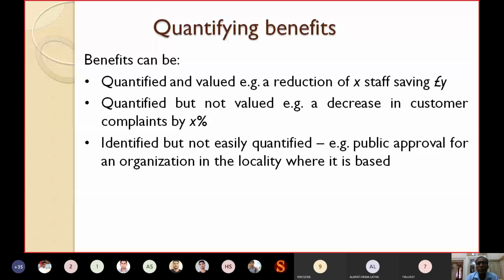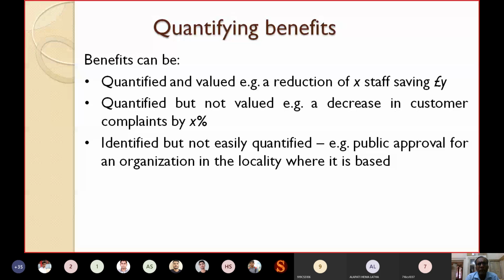For example, reduction of X staff saving $Y. You are initially having 100 staff, you have reduced by 20. So how much are you saving in the salary? So reduction of X staff saving $Y. I have reduced 20 staff, so I have saved 2 lakhs rupees per month or so. This benefit can be quantified and valued.